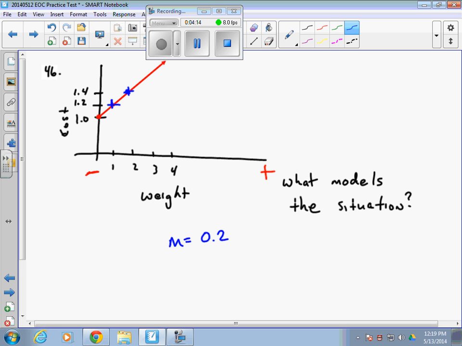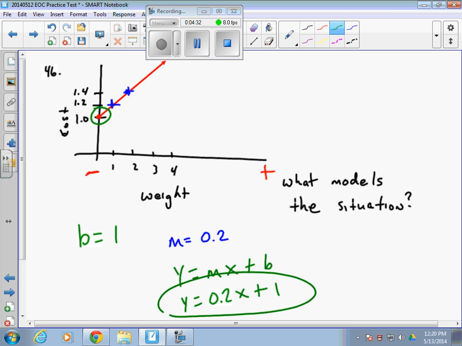So since you have your slope and you have your y-intercept of 1, that's your b value, write this as an equation. y equals mx plus b. y equals m's value, 0.2x, plus b, which is plus 1. So just substituting in C for y and W for x, C equals 0.2W plus 1. The last option is the correct one.